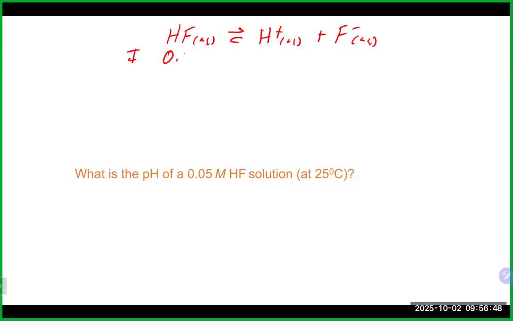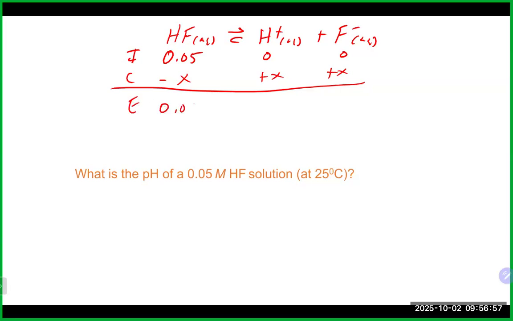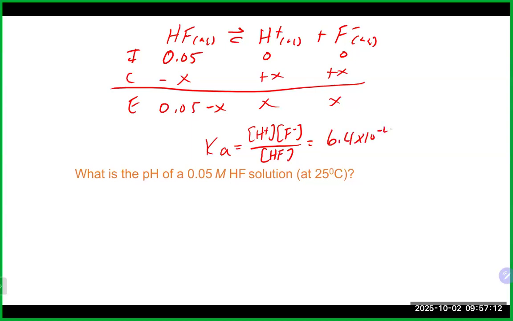We'll have a 0.05 rather than 0.5. 0 and 0, the change will be minus x, plus x, plus x. And we'll get 0.05 minus x, x, and x. This would go into our Ka expression, which is our products over our reactants, just like we did last time. And that would equal our 6.4 times 10 to the minus 4, which was the Ka value. Putting those numbers in, we get x squared over 0.05 minus x.